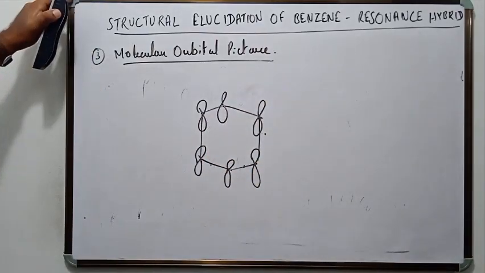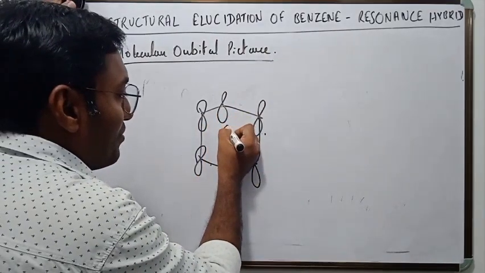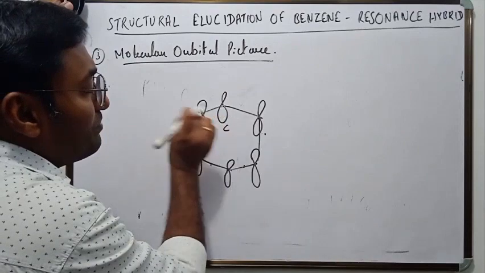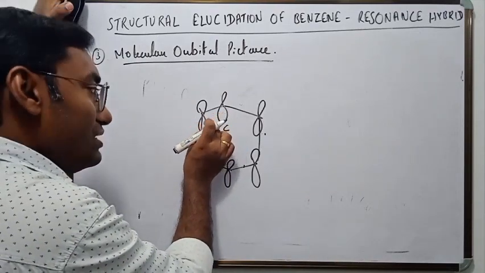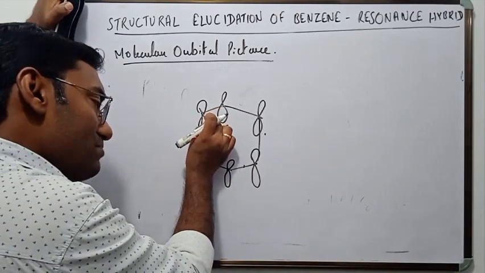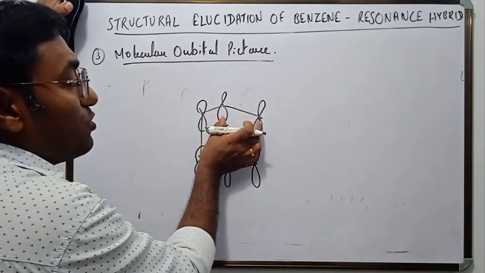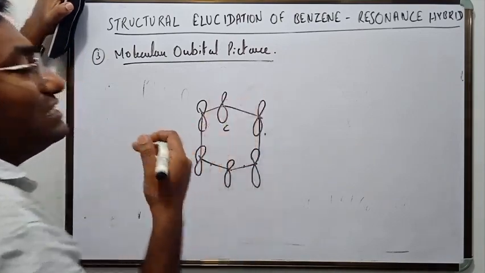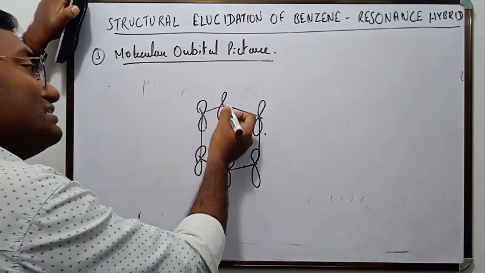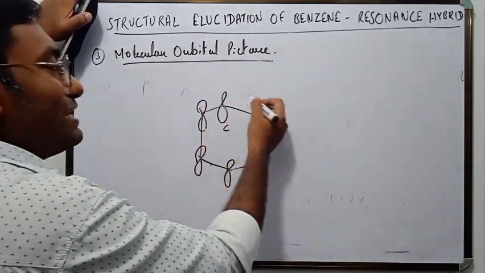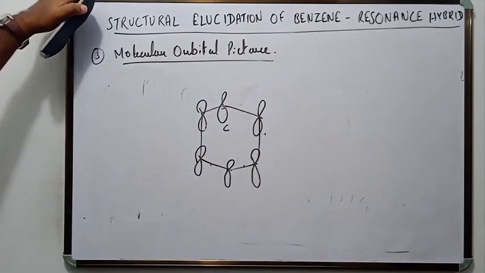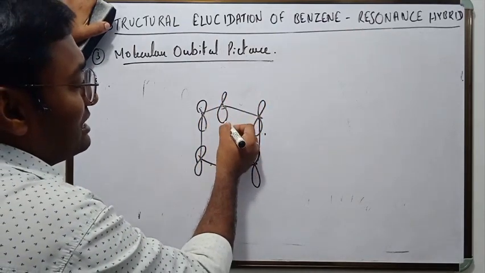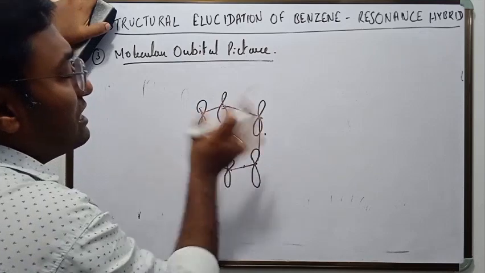So this carbon atom, why would it overlap with this carbon atom's unhybridized p orbital? This carbon atom would overlap with this carbon atom's p orbital, and this one would also overlap with this carbon atom's p orbital. Why? Because the interatomic distance is the same. So it can overlap on either side. The C1 unhybridized p orbital can overlap on either side.